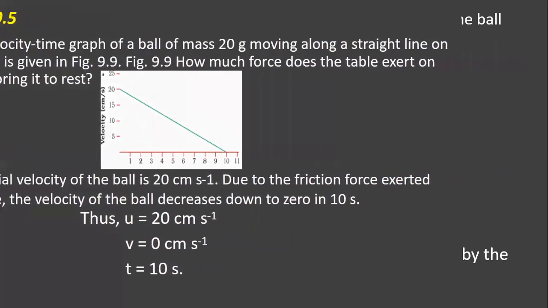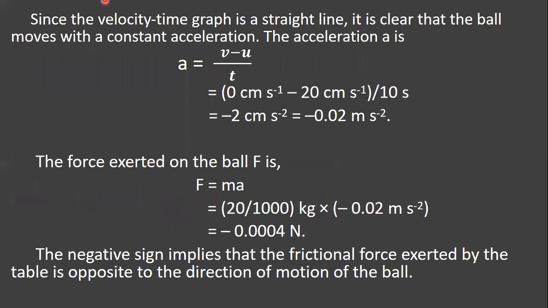Now, since the velocity time graph is a straight line, it is clear that the ball moves with a constant acceleration. The acceleration A is given by A equals v minus u by t, that is v is 0 centimeter per second minus 20 centimeter per second, u is 20 centimeter per second, by time 10 seconds. You will get minus 2 centimeter per second square, or minus 0.02 meter per second square.